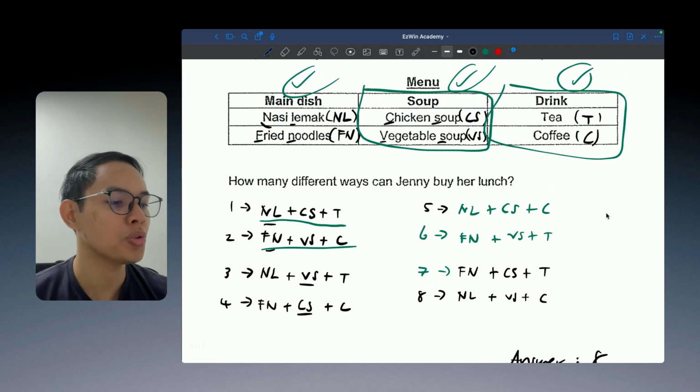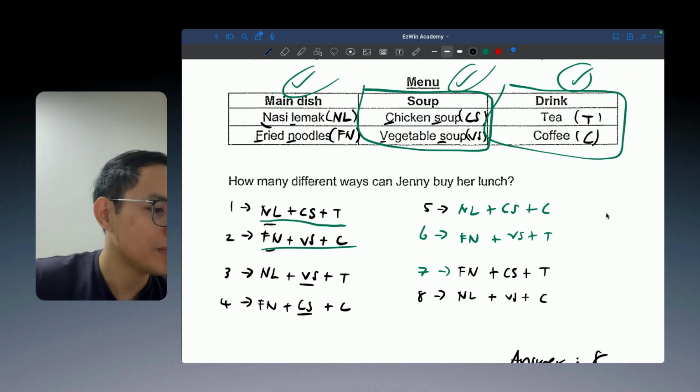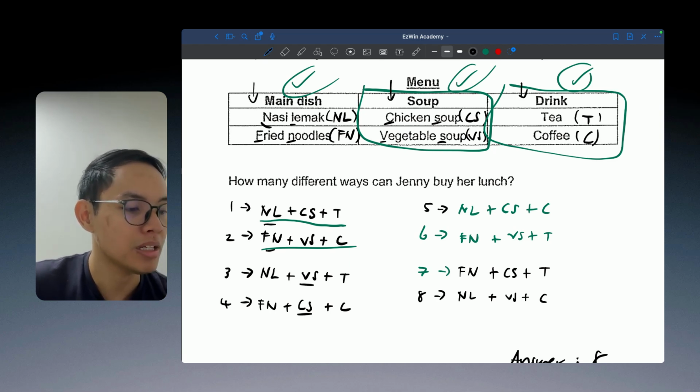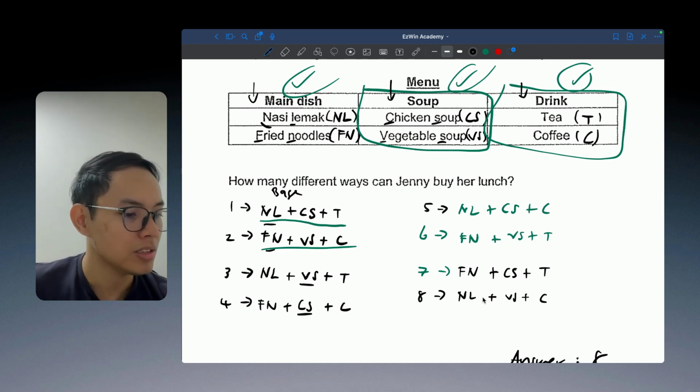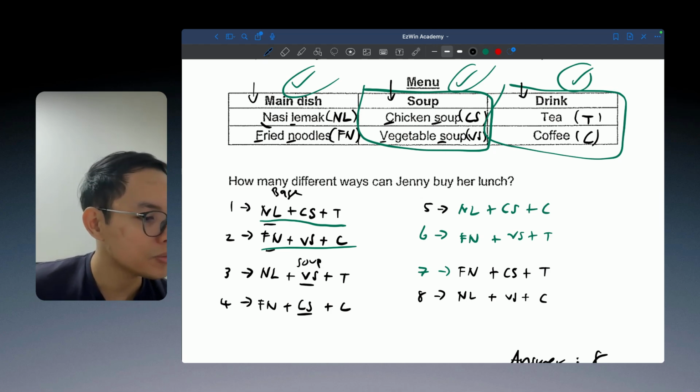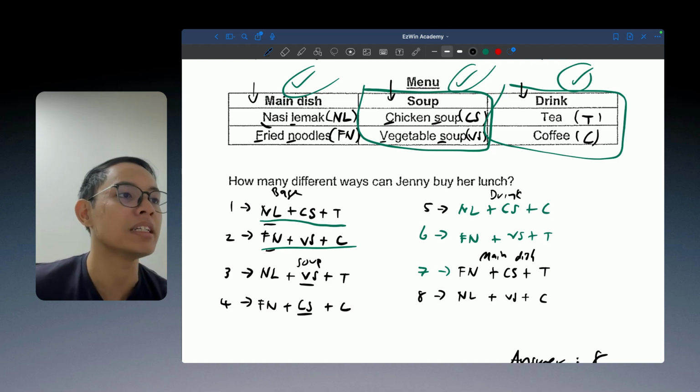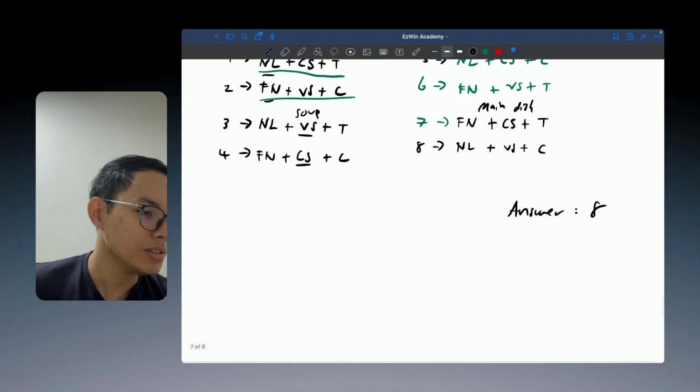Okay, so make sure you only change one part of the menu first. One part means you only change the soup, or you only change the drink, or you only change the main dish from your base over here. This is a bit tricky because you might miss out one combination. So this should be soup different, this should be drink different, and this should be main dish different, right? So this is the base, and then you change accordingly, as we see over here.